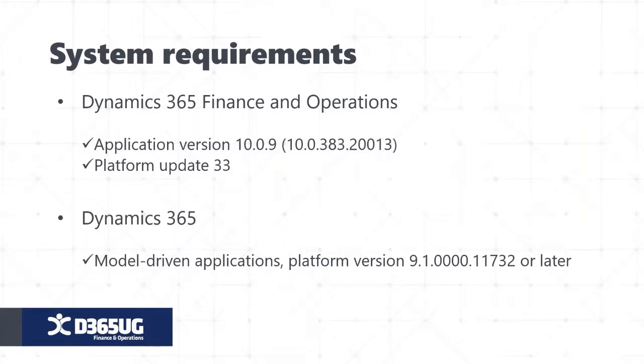Dual write does require minimum system requirements. Here are the two requirements. From the FNO side, it has to be on PU33, which is Platform Update 33, with an application version 10.1009. From Dynamics 365, it has to be model-driven applications, with the platform version as it's written here.